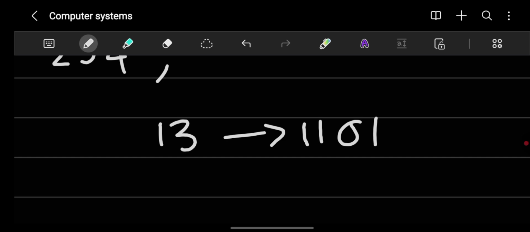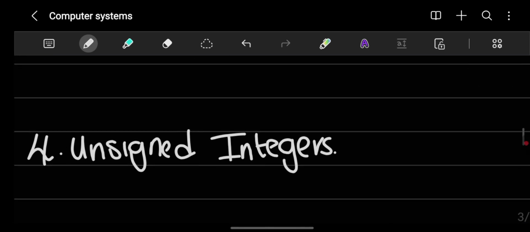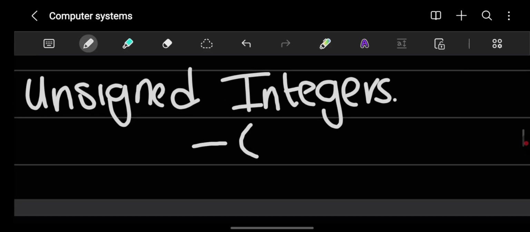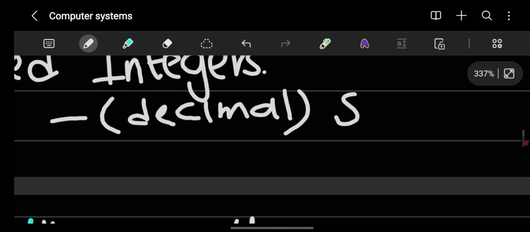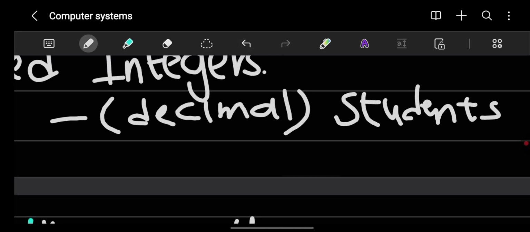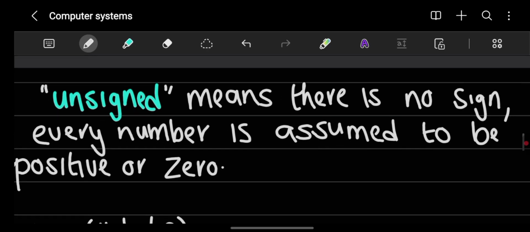Now we're going to talk about unsigned integers, which is what we've been doing when we were doing the whole number system. Right now we're doing number 4. Suppose you want to store the number of students in a classroom. You can't have a negative number of students, so there's no need to store negative numbers. Hence we use unsigned integers, where unsigned means there is no sign. So every number is assumed to be positive or 0.